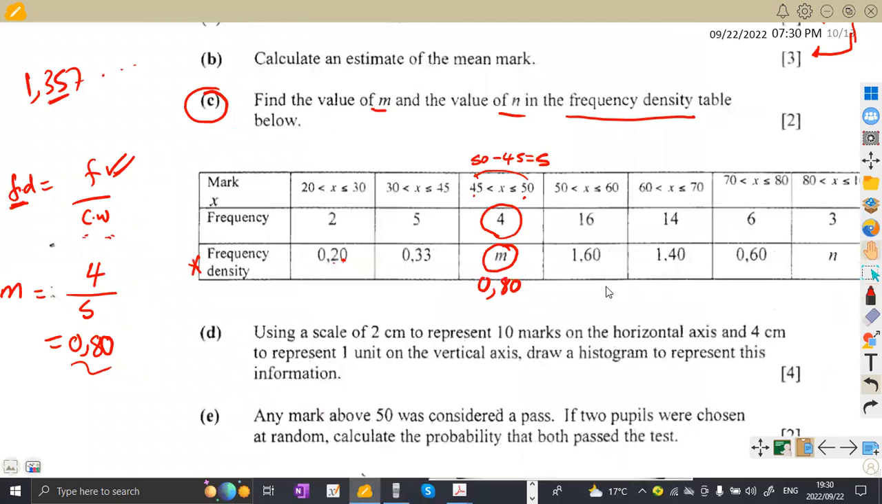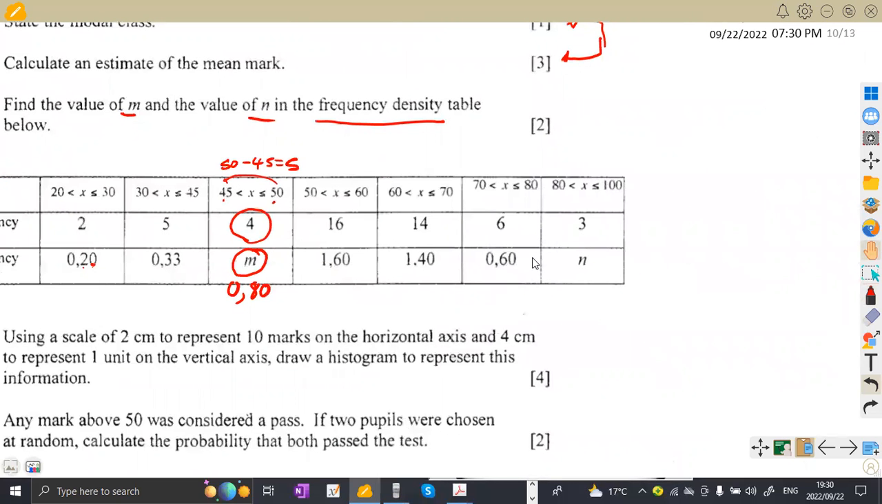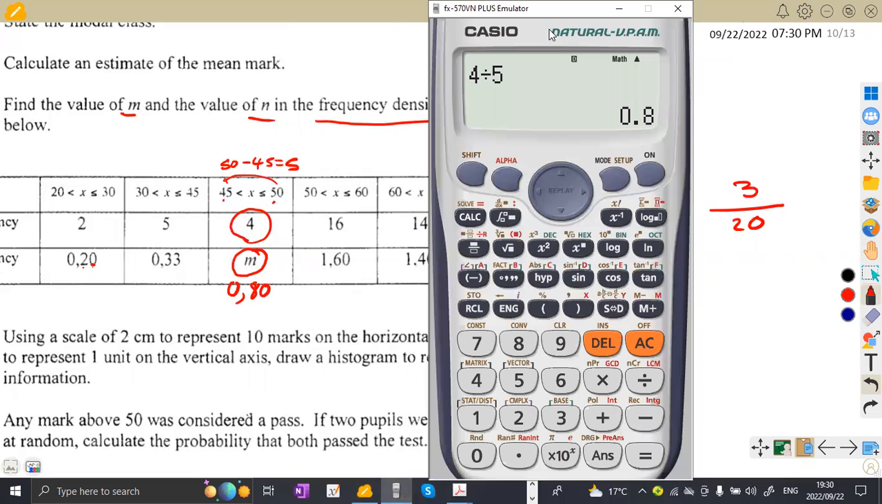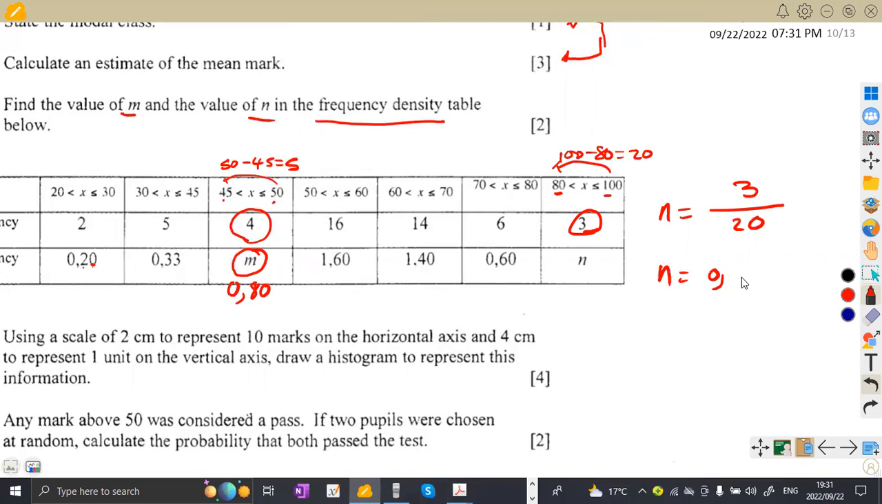All right, so let us move on to n. N wedu is still n ari frequency density again. So achangoita the same. N is equal to the frequency. What is our frequency pana n? Our frequency is 3 over the class width from 80 to 100. So it's 100 minus 80, which is 20. All right, so we're going to divide 3 divided by 20, which is 0.15. So that is our n here, which is 0.15.